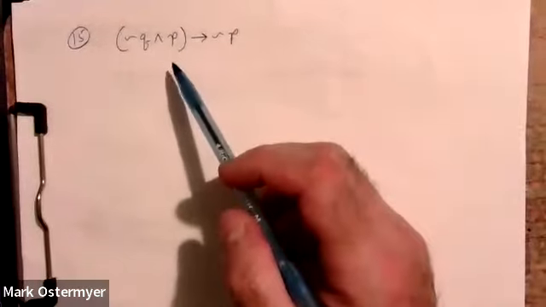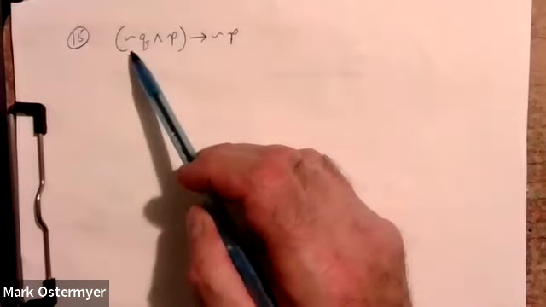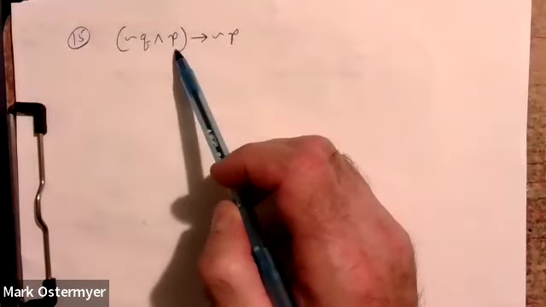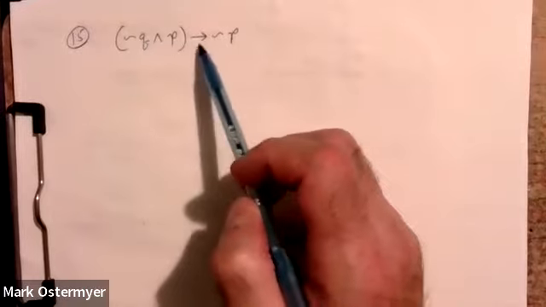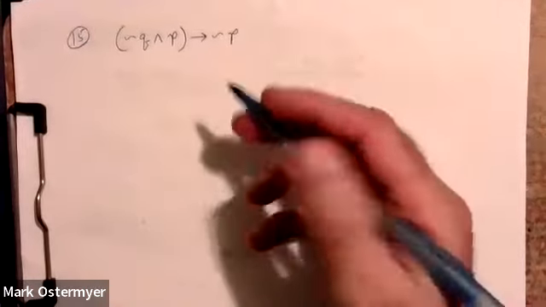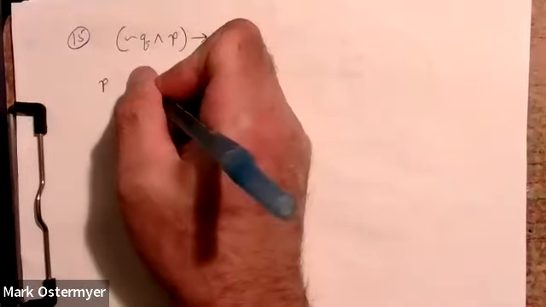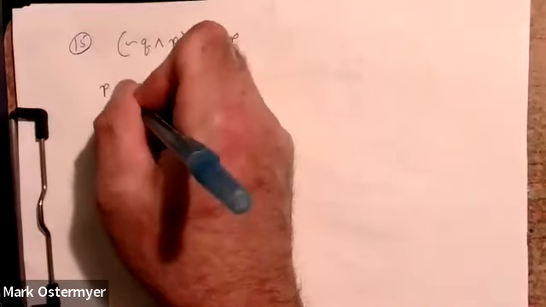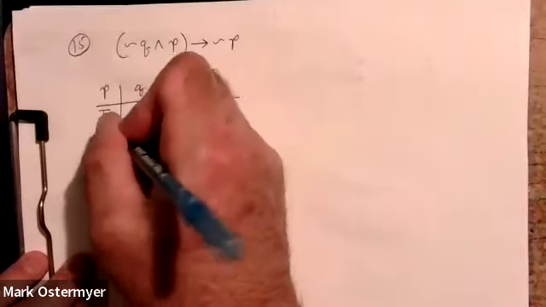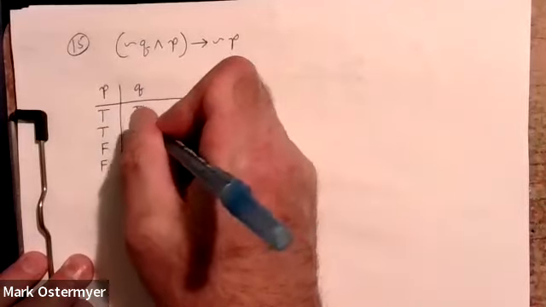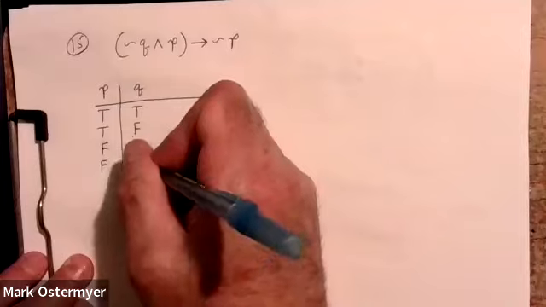So we would read this as not Q and P, if not Q, then P, then not P. Okay. So we have two statements, P and Q. So to make my table, I have my P and Q statements. P is true, true, false, false. Q is true, false, true, false.